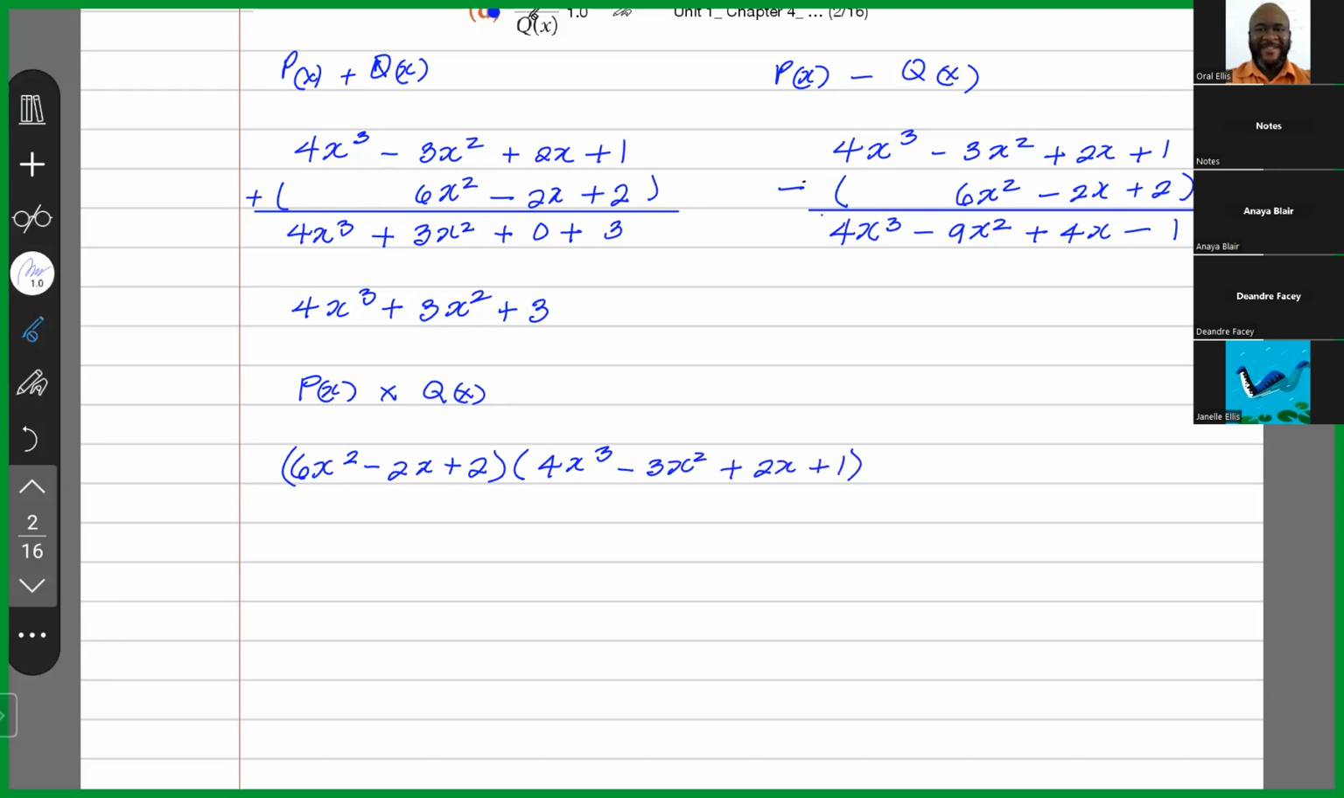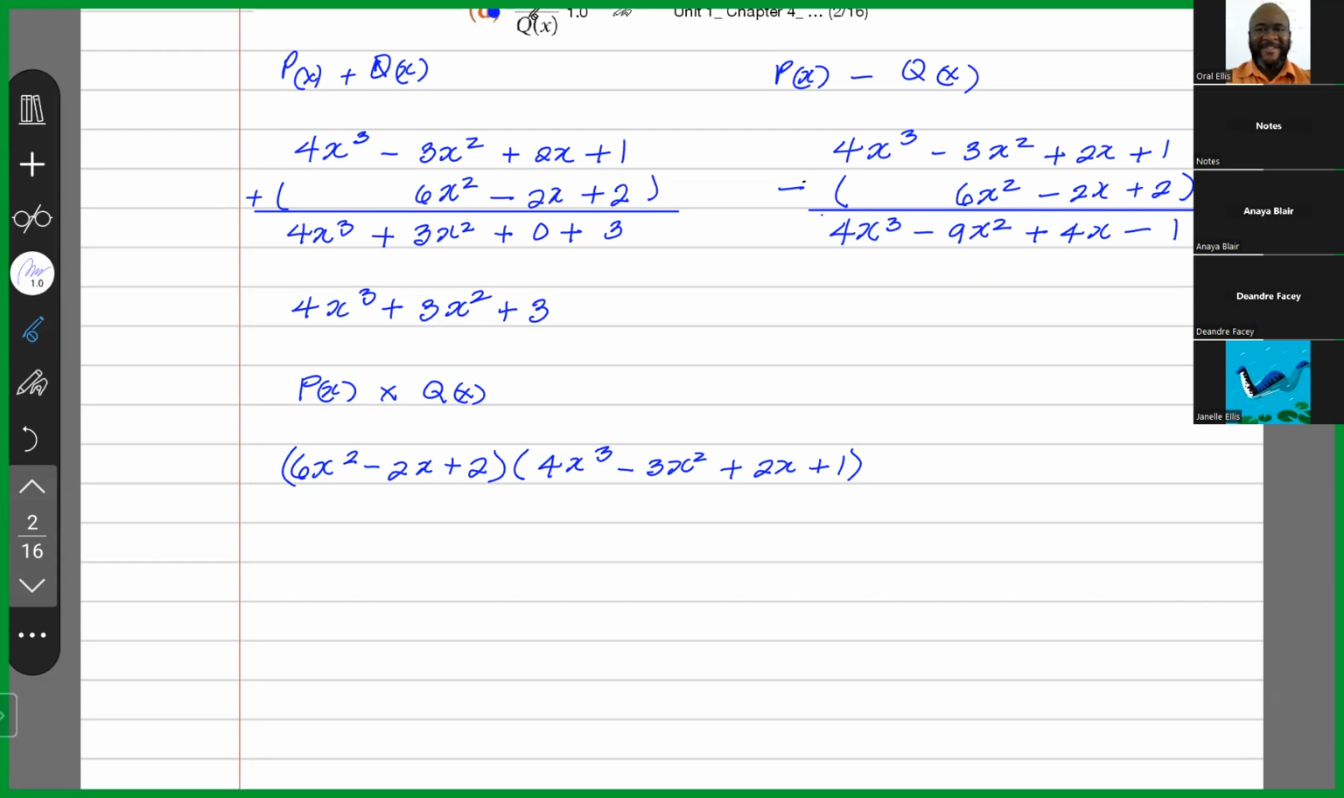Now, of course, I can do this because the multiplication of algebraic terms is commutative. So in other words, order does not matter. It doesn't matter which one you put first, the multiplication of algebraic terms is commutative. All right, so let's multiply.